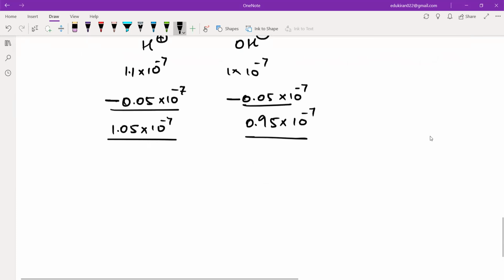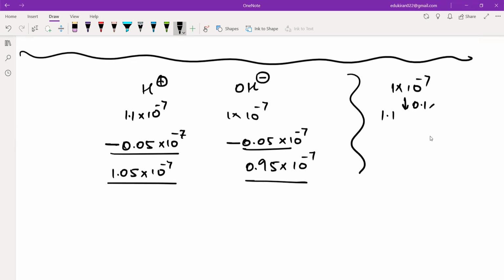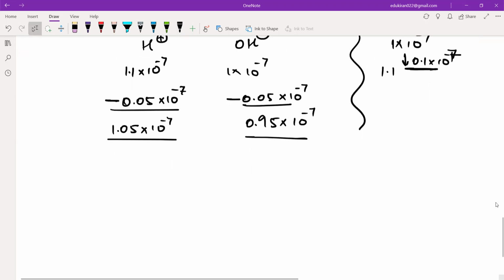Tell me. The way I use this is that initially I had 1 into 10 to the power minus 7. Then I added 0.1 into 10 to the power minus 7. So I just halved this value and divided it between H plus and OH negative. Since this value, 0.01 into 10 to the power minus 7, is very low, it is not going to affect the product if I divide it between both of these terms, H plus and OH negative. That is why I approximated it to 0.05 into 10 to the power minus 7.